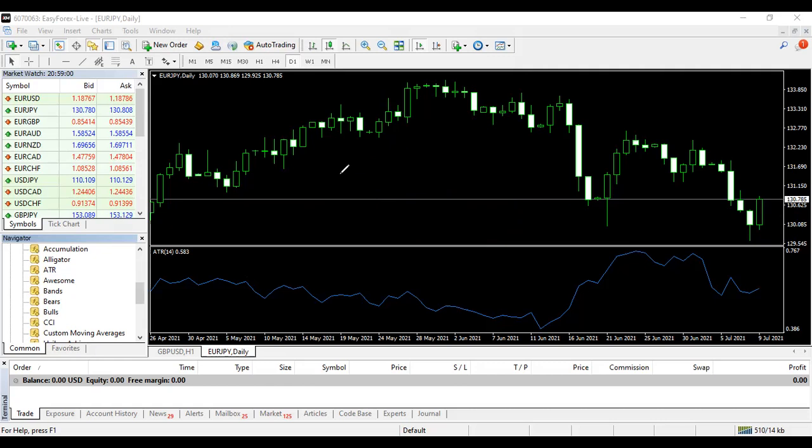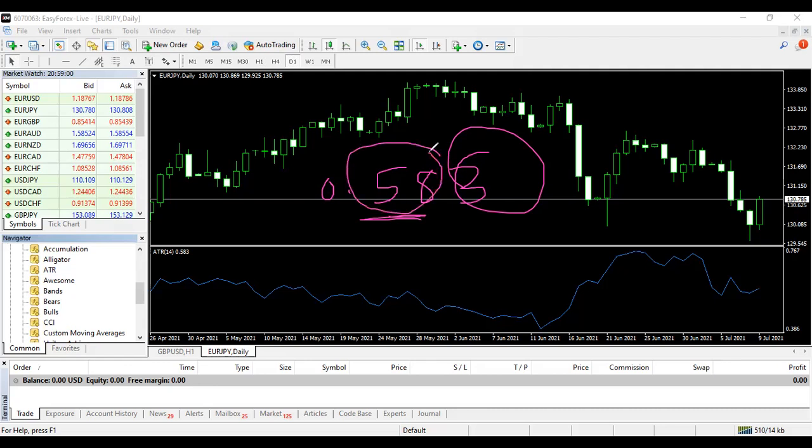Now, the ATR for Euro JPY is 0.583. And I'm saying that you always leave the last number out, so you take 58 here. So what this ATR is telling you is that on average, if Euro JPY is supposed to move in the course of the day, the whole day, it will move 58 pips. Is that okay? On average, it will move 58 pips.